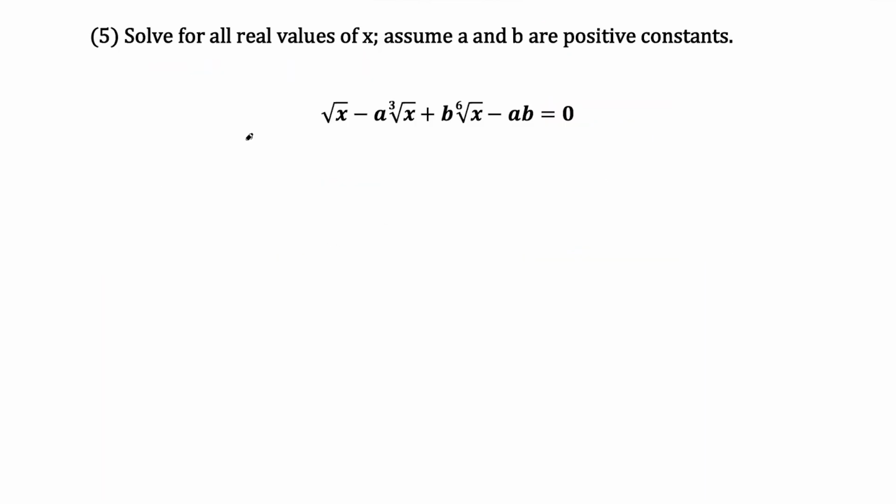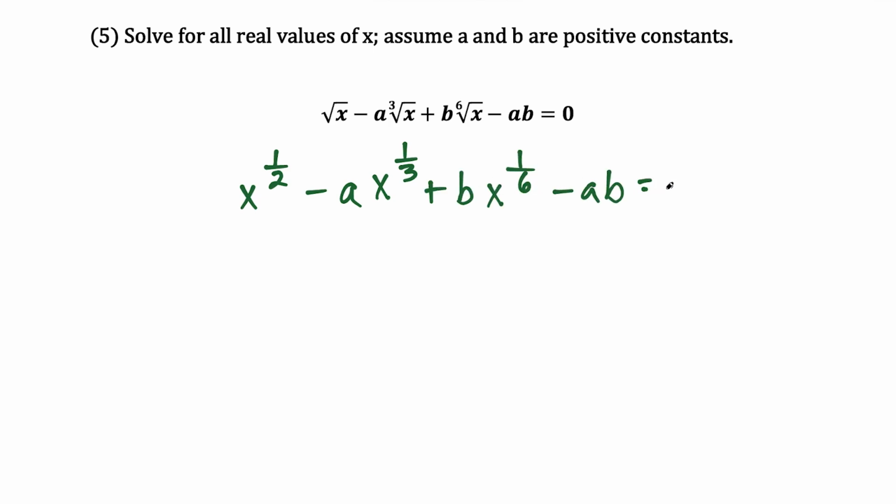Question 5, our last question. We're going to solve for all real values of x, and we're going to assume a and b are positive constants. So first, I want to rewrite this in rational exponent form. So I have x to the 1/2 because I have the square root. With the square root, the invisible root is 2. And if there's no power in front of the x, the invisible power is 1. And then we have minus a times x to the power 1/3. And then we have plus b times x to the power 1/6. And we have minus ab is equal to 0.